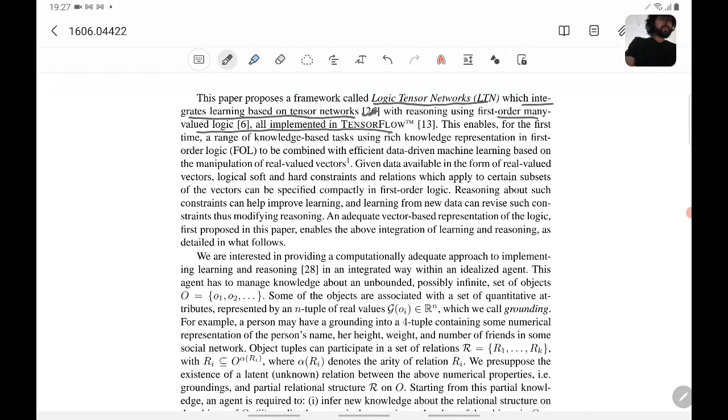Given this, it enables for the first time a range of knowledge-based tasks using rich knowledge representation in first order logic to be combined with efficient data-driven machine learning based on the manipulation of real valued vectors. Given data available in the form of real valued vectors, logical soft and hard constraints and relations apply to a certain subset. An adequate vector based representation of the logic first proposed in this paper therefore enables the integration of learning and reasoning, as detailed in what follows.